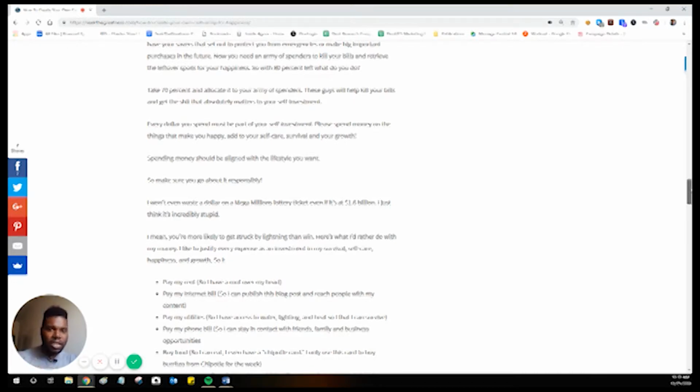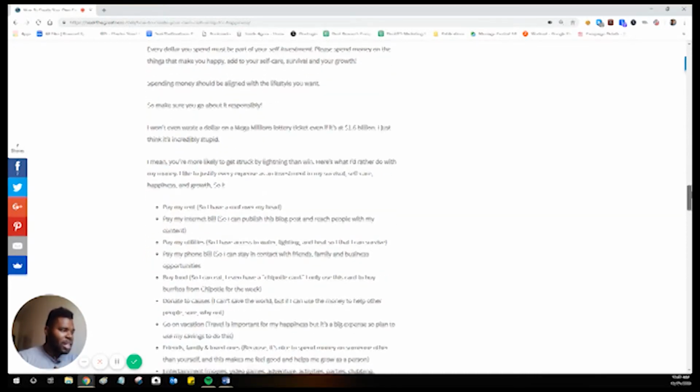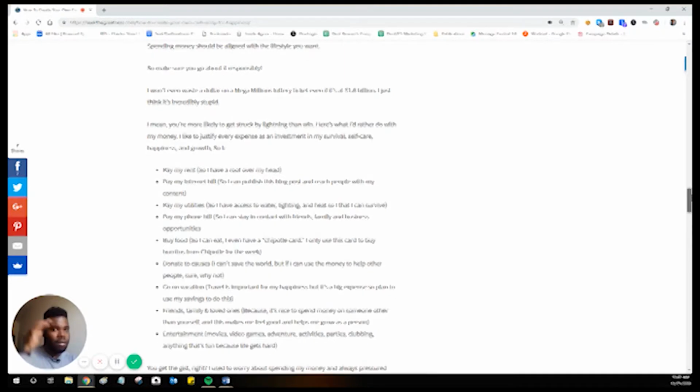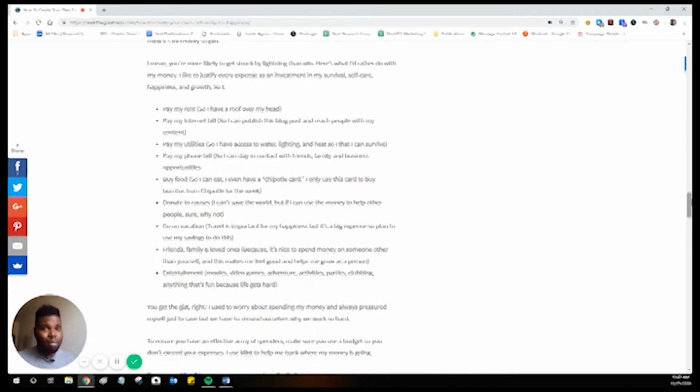Spend your money wisely. So when I take my 70%, I use it to pay my rent, so I have a roof over my head, because that's important. I use it to pay my bills, my utilities, my phone bill. I use it to buy food so that I can eat. That's very, very important. You need food to eat.